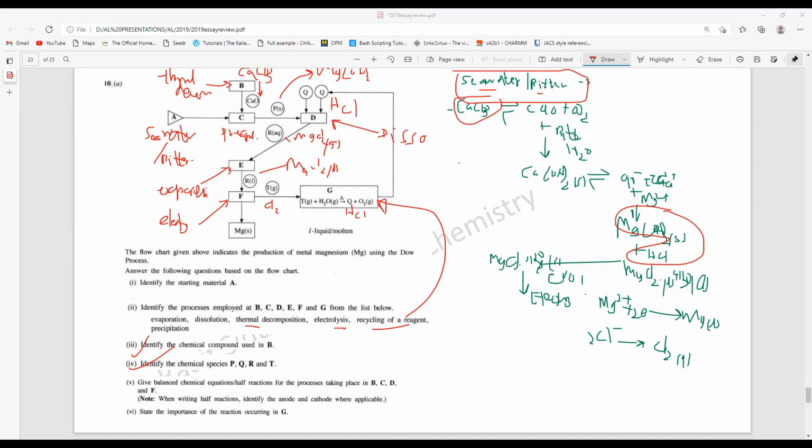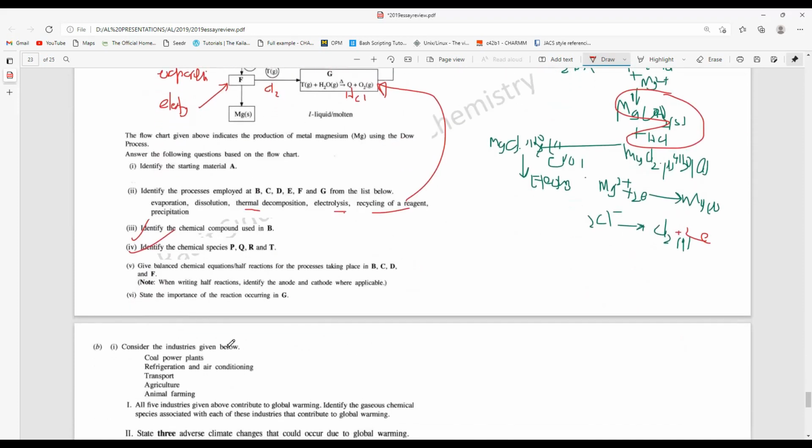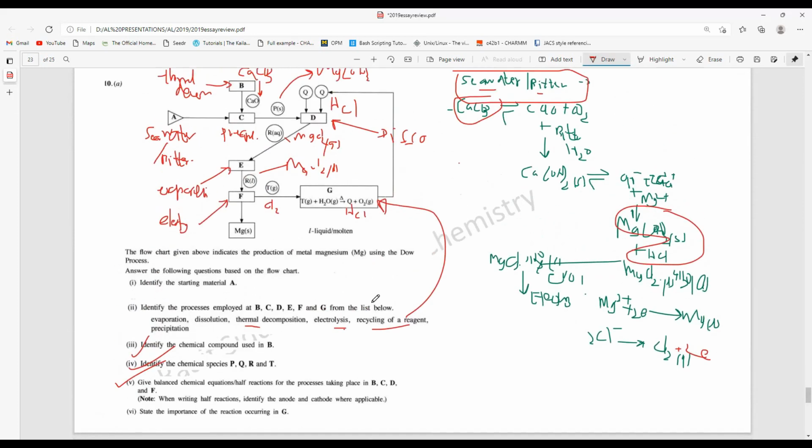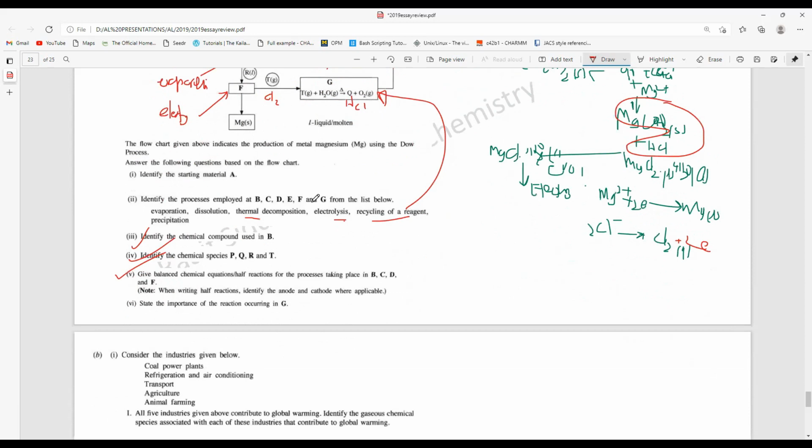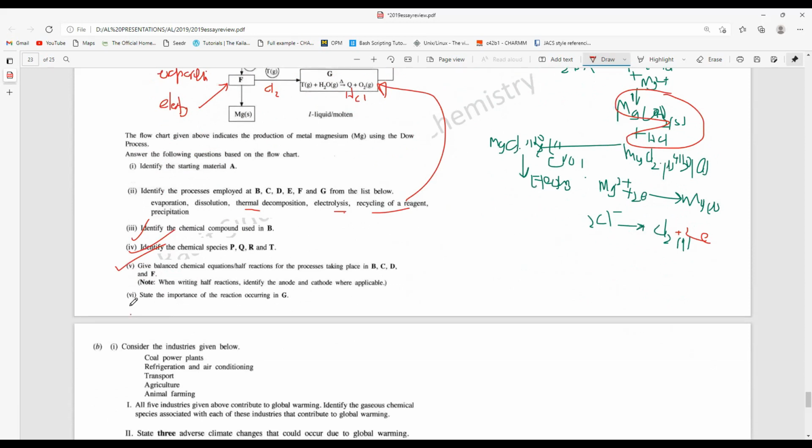And F is the electrolysis. So you can write down the 2 electrode reactions, these 2. So balance this one as well. Here there should be 2 electrons added. State the importance of the reaction occurring in G. So the importance is that one of the reagents, HCl, used here is recycled. So it is cost effective. That is the advantage. Okay, cost effective. These are very straightforward things. The only thing that you need to know here is the Dow process and what is actually happening there.